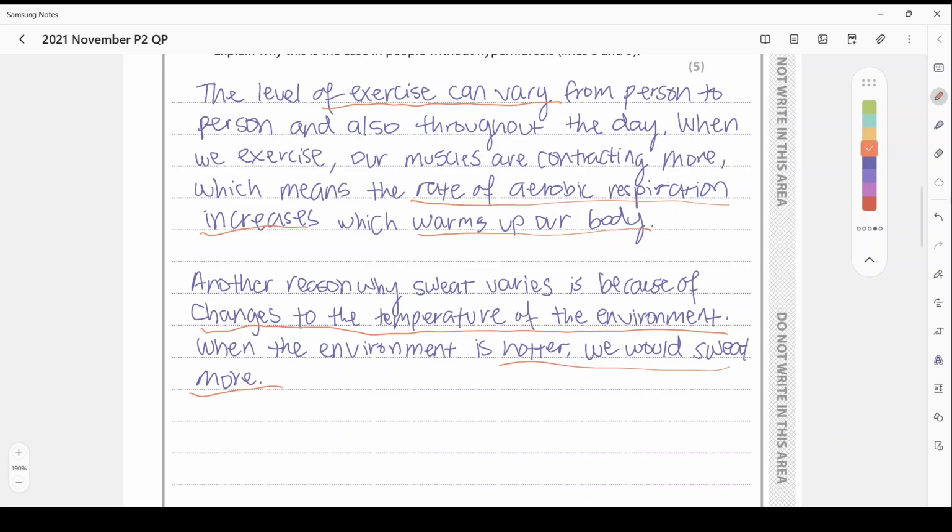Other marks that are not in the answer here but are on the marking scheme are that the mass of the individual varies. What it means by that is the greater the mass of the individual, the more sweat gets produced because they tend to generate a lot more body heat. Another one is the greater the fluid intake, the greater the sweating as well.